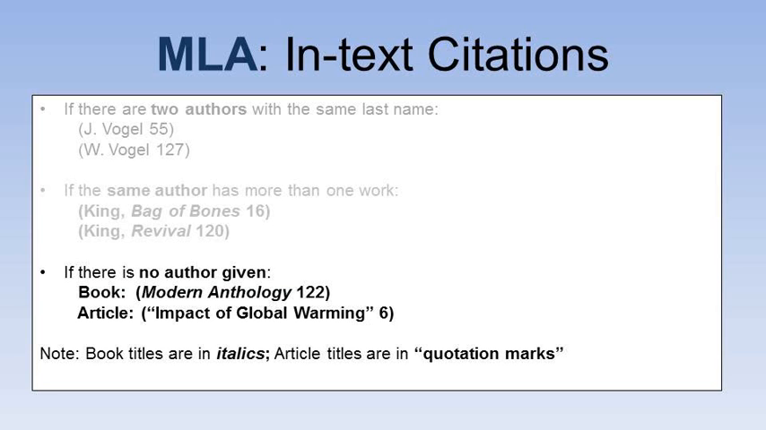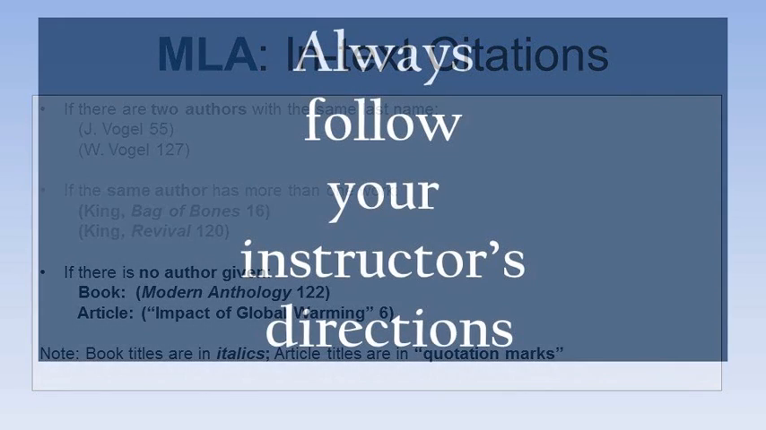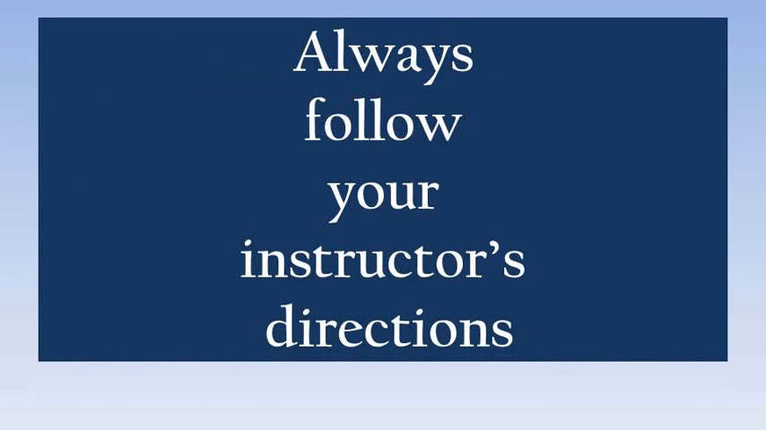What if there is no author given for a book or article? If there is no author to a cited resource, use the book or article title in place of the author's name. Note that you italicize book titles and put quotation marks around article titles. Before we move on, please note that your instructor's requirements may vary from this information. Always follow your instructor's directions if they differ from the MLA formats given here.